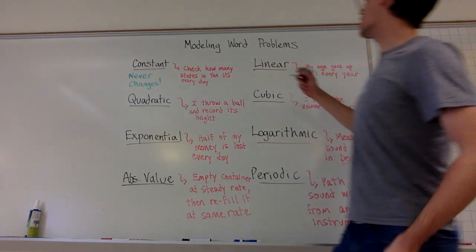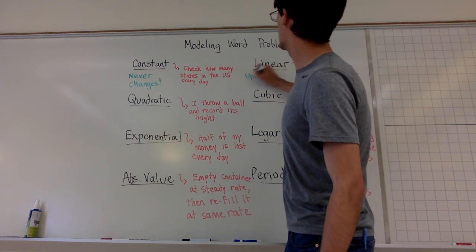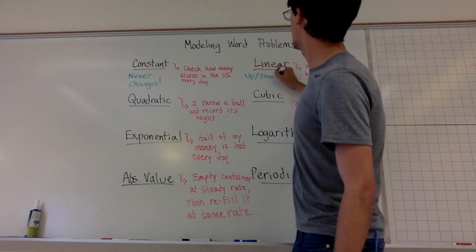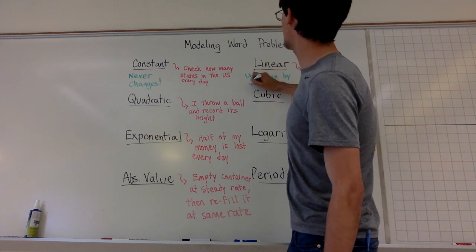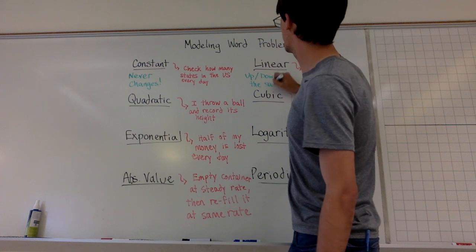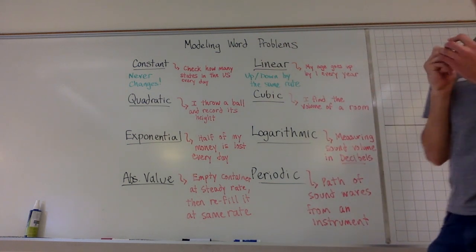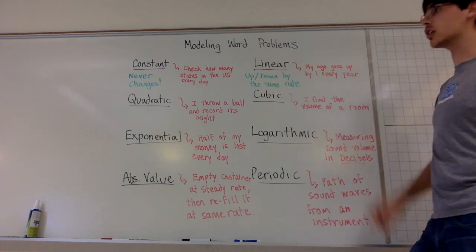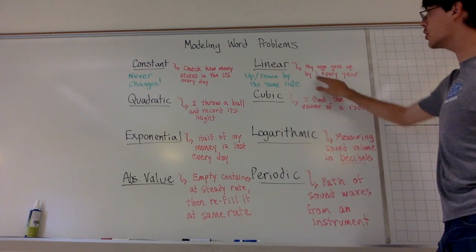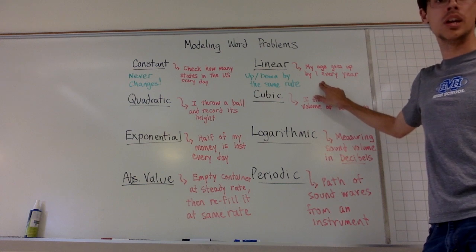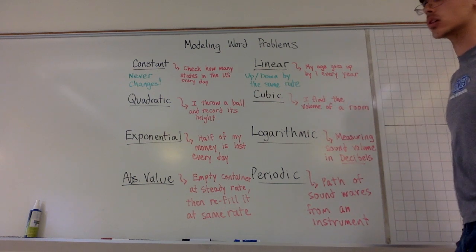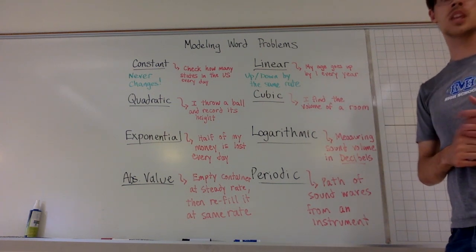My next one over here is linear. And when something is linear, it goes up or down by the same rate. You guys are usually pretty good at picking out linear equations. When something is linear, it's increasing or decreasing at the same rate. So every year, my age goes up by 1. That's going up by 1 every single time. That is a linear equation.